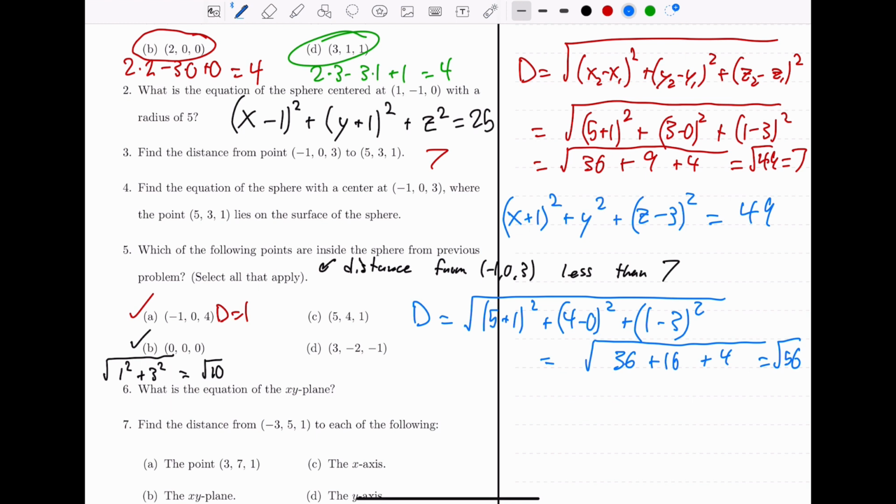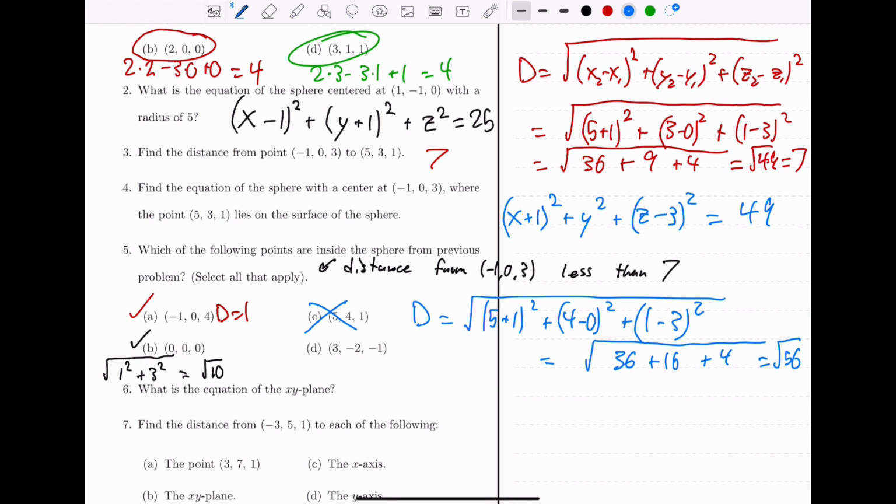Is this larger than 7? Well, yes, it is, because 7 is the square root of 49. We have something larger than 49. Square root of 56 is between 7 and 8. So we have a larger distance than just 7. Therefore, point C is not inside the sphere.